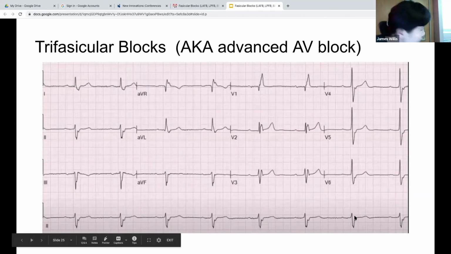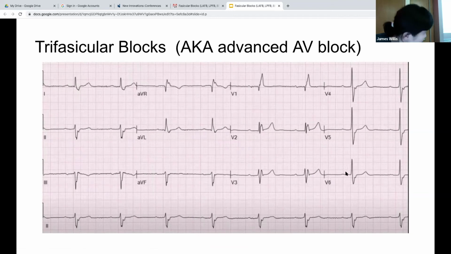So finally, your trifascicular block. This sounds like it sucks because you have disease in all three fascicles of some sort. Not necessarily just the fascicles though. Dr. D'Souza pointed out that we're moving towards the language of calling these advanced AV blocks because part of the criteria is also having disease in the AV node or some kind of AV block that goes along with this.